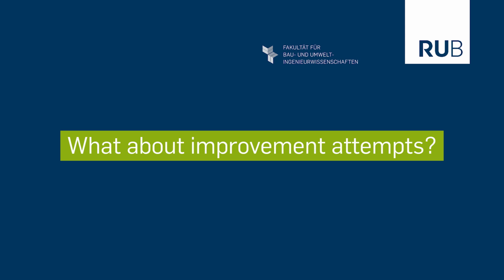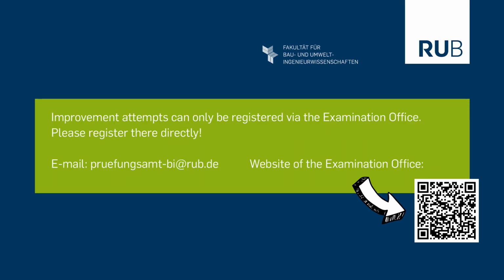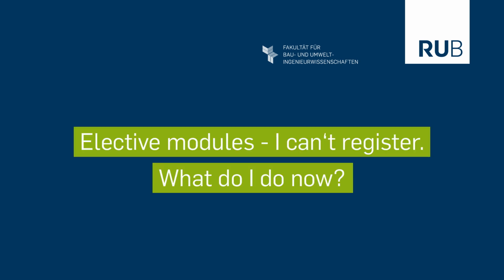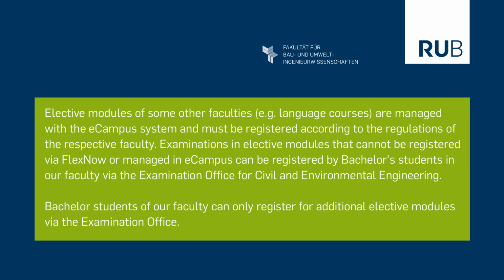What about improvement attempts? Improvement attempts can only be registered via the examinations office. Please register there directly. Elective modules. I can't register. What do I do now? Elective modules of some other faculties, for example language courses, are managed with the eCampus system and must be registered according to the regulations of the respective faculty.